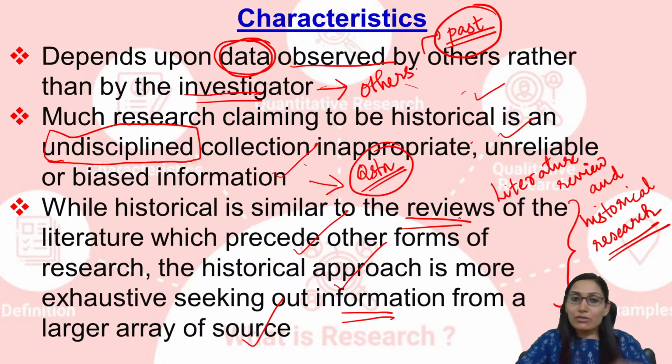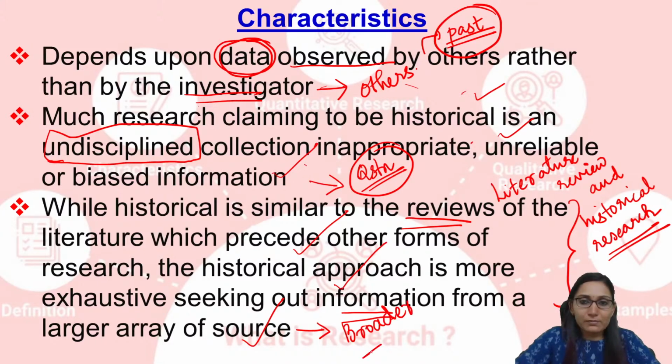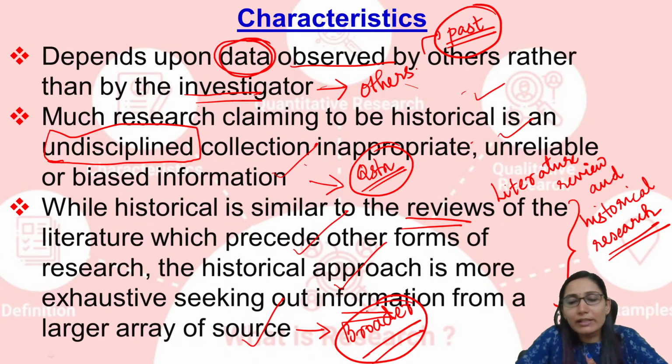Why? Because in historical research, in-depth research is done. The historical approach is more exhaustive and it seeks out information from a large array of sources. That is why it is even broader. We cannot just say that it is a kind of literature review. It's similar to literature review, but it is even broader, because here the purpose is to seek information exhaustively from a large number of sources. Okay.